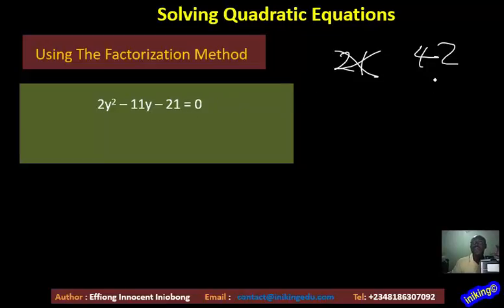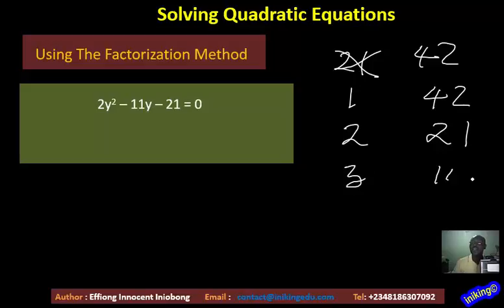So listing out factors of 42, we'll start with 1 and 42. 2 by 21. I think we have there also 3 and 14. Also, we can pick out 6 and 7. Our point of interest is what? To replace our 11y with one of these pairs of factors.